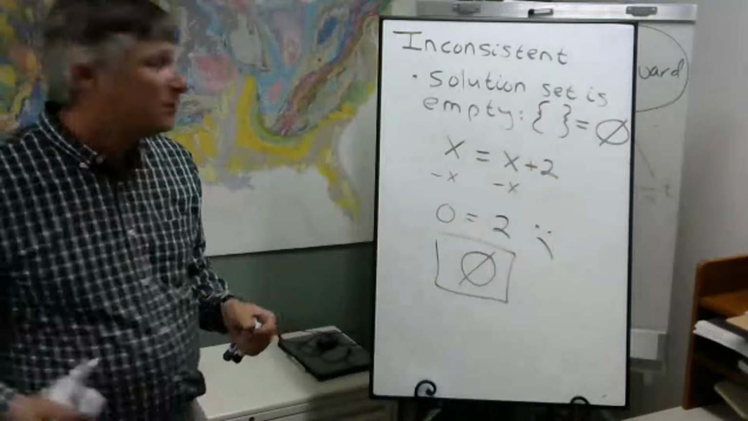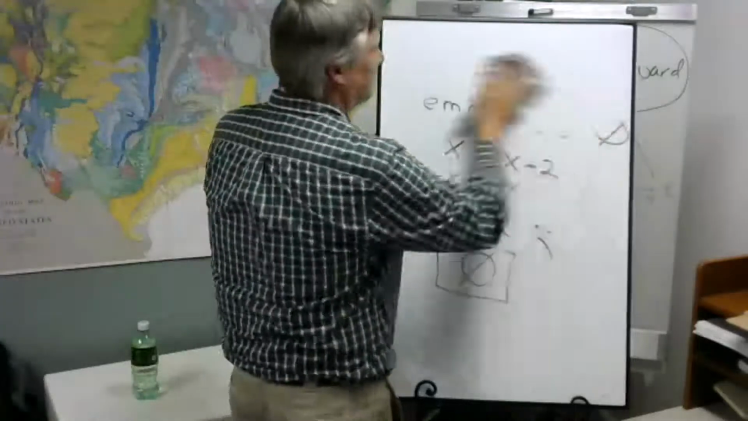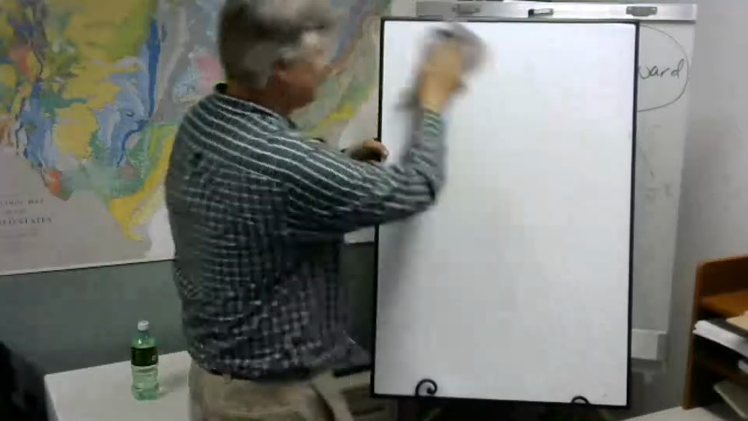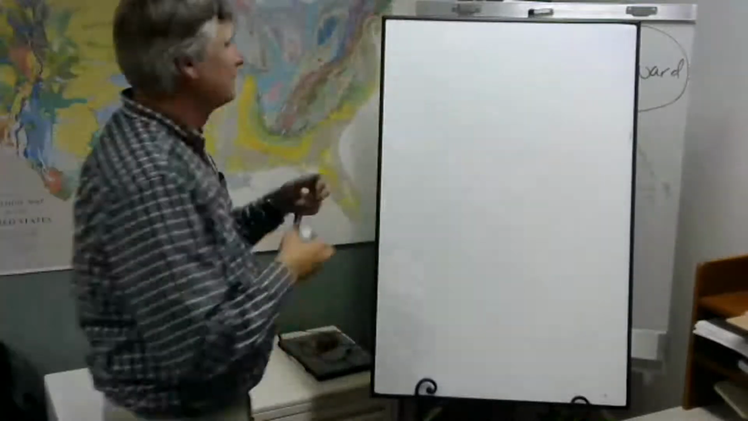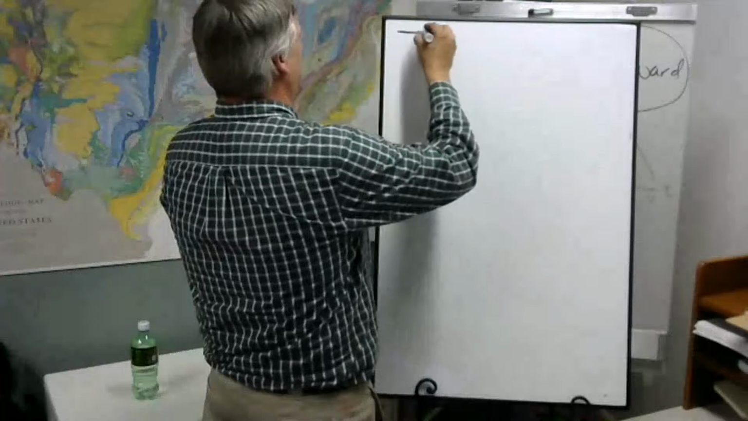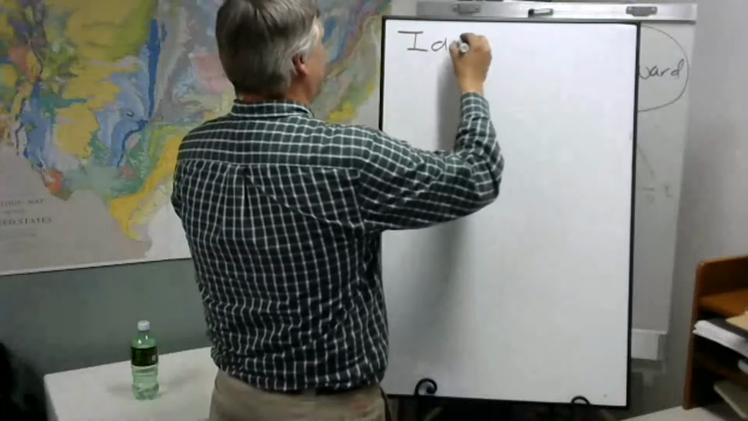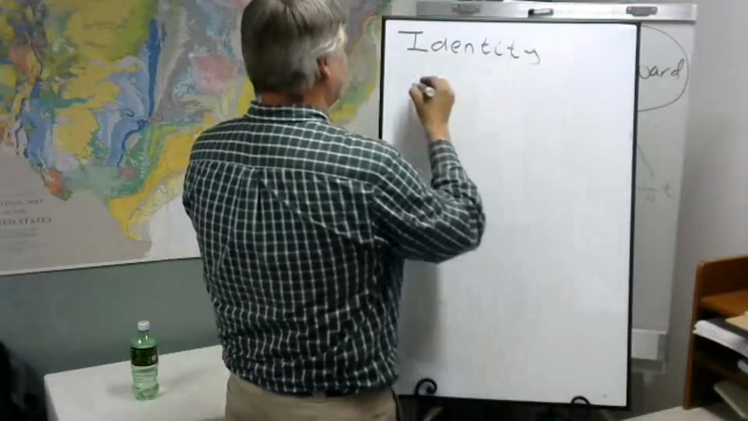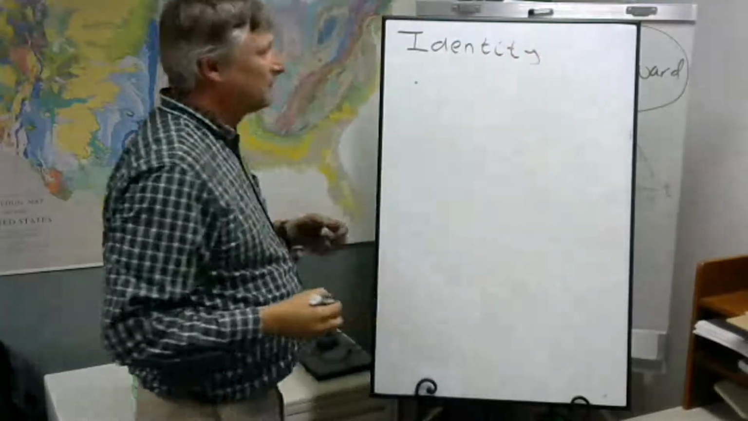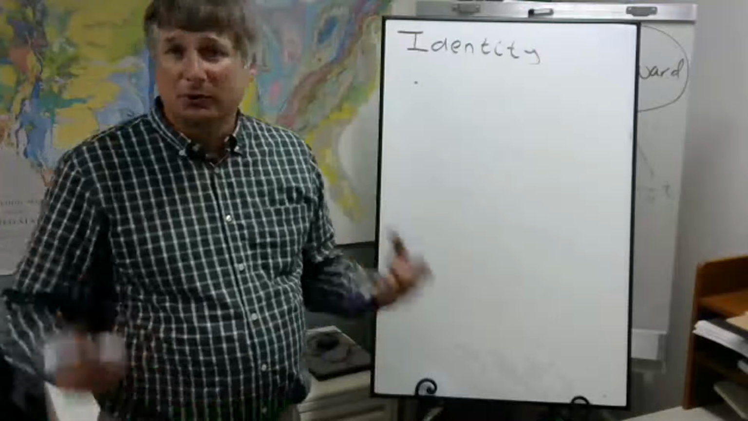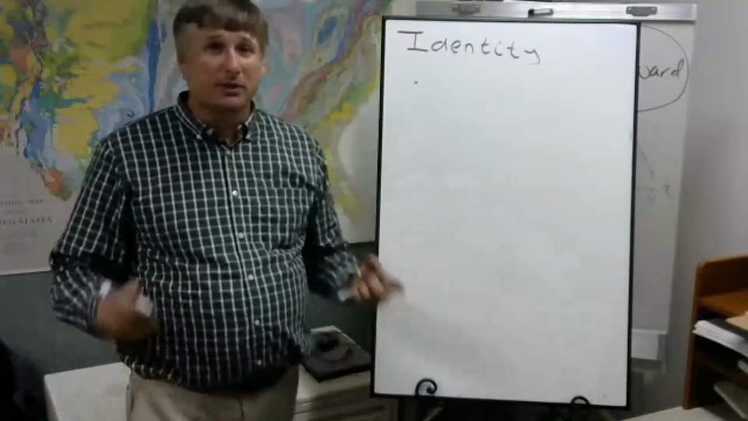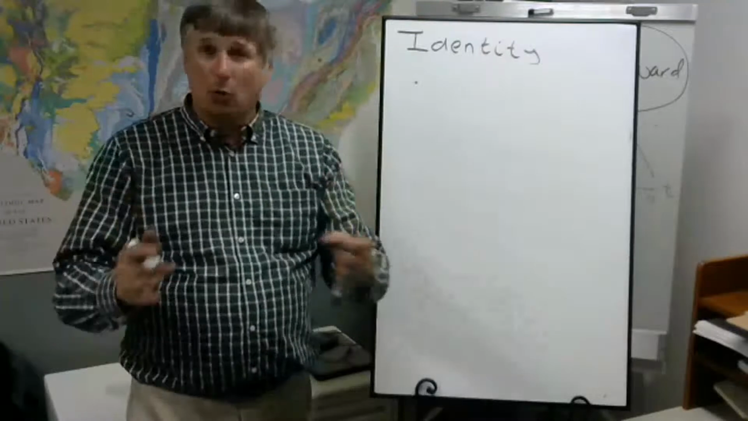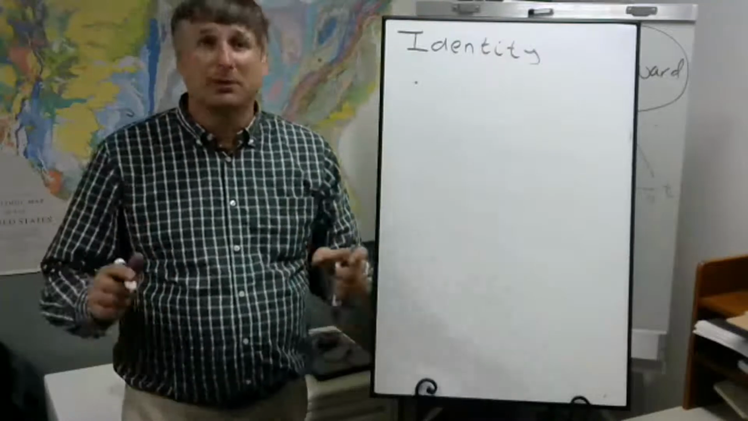Now, the last type of equation is called an identity equation. For this equation, the solution set is all real numbers. It doesn't matter what number you pick, it'll always work. The equation will always be true.